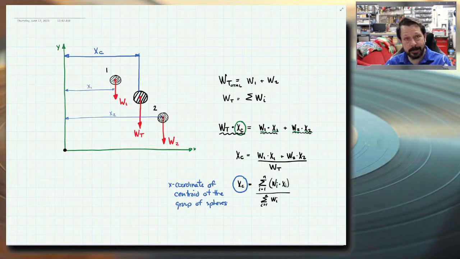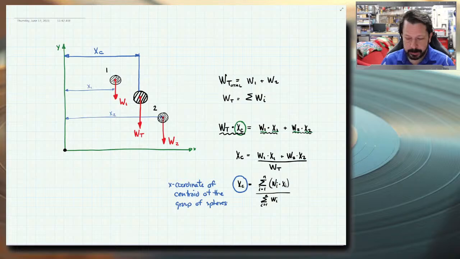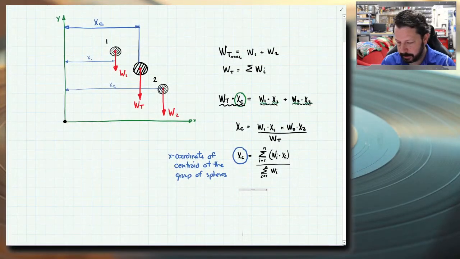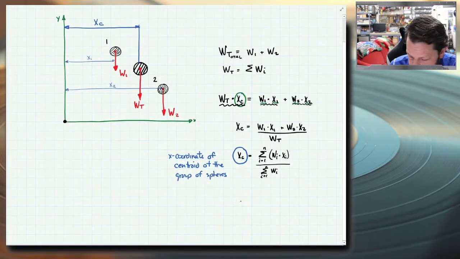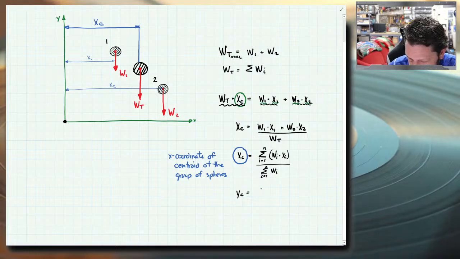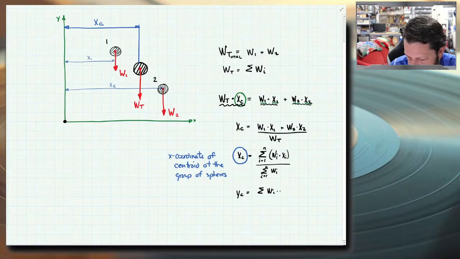And I could do the same thing in y, except instead of taking the weights times their distances from the y-axis, I just take the weight times the distance from the x-axis, and then I would end up solving for all those distances in the y direction, and so I'd solve for the y coordinate, and it would look very similar. In the end, the equation would look like y sub c equals the summation of wi times yi over, well, let's just say total weight, wt.